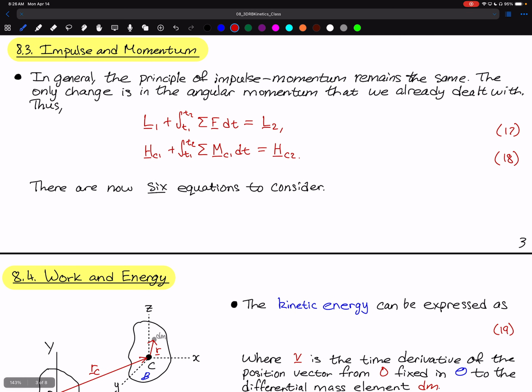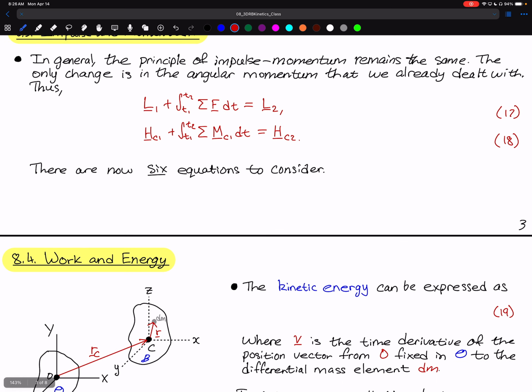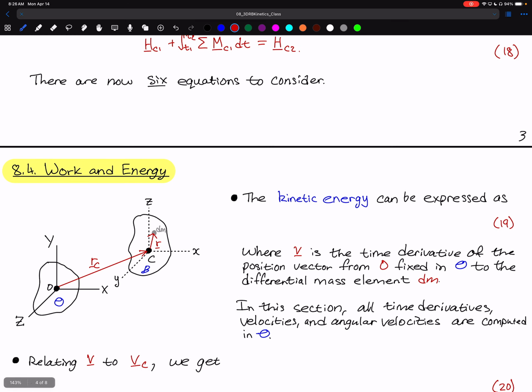But everything we've done before now still applies. Same thing with impacts. If we want to deal with impacts, we can now consider impacts in 3 dimensions. All right, we're going to go on to work in energy.